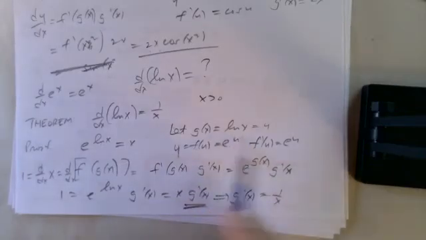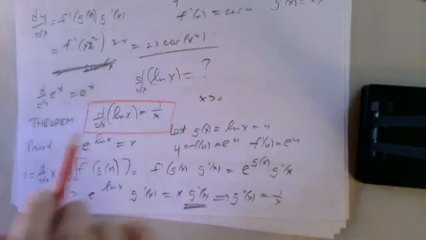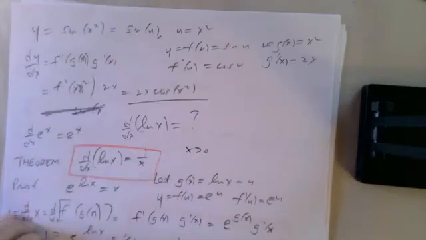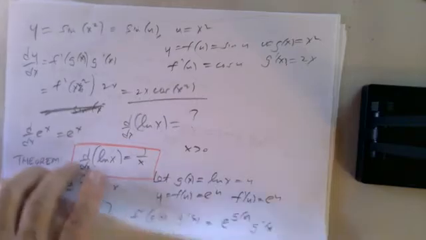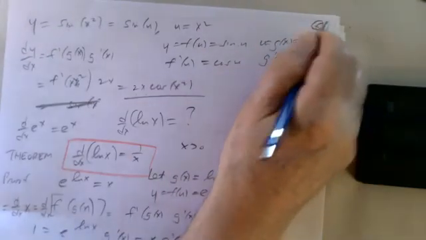G is the natural log of x. G prime is 1 over x. Again, you're never going to be asked to prove something like this, but the result you absolutely positively must know. Let's do some more examples.